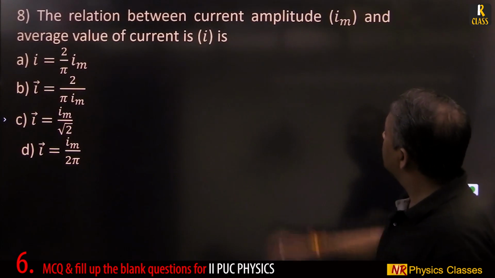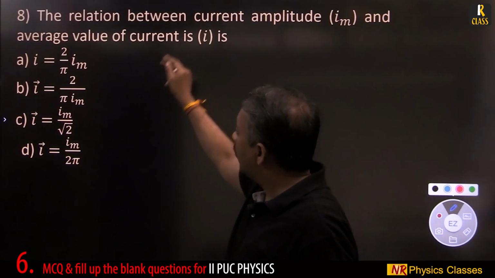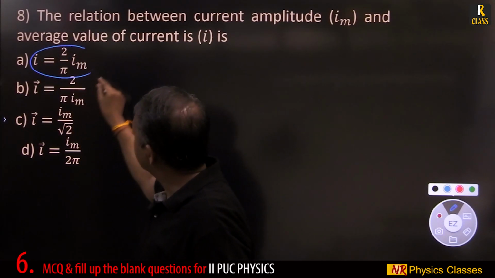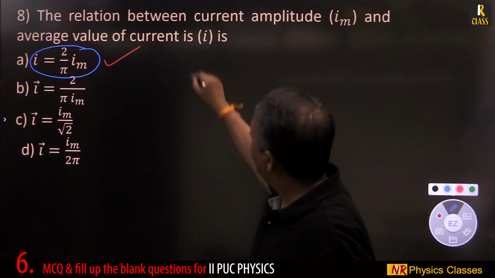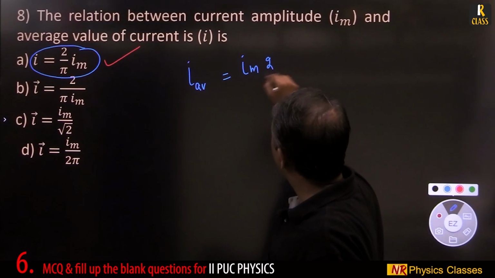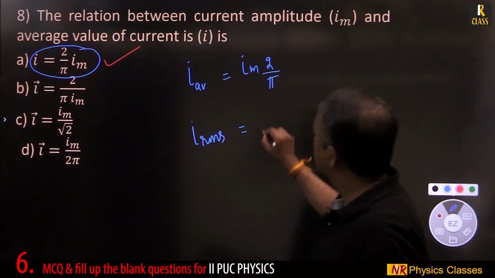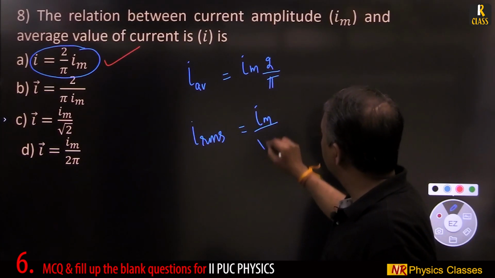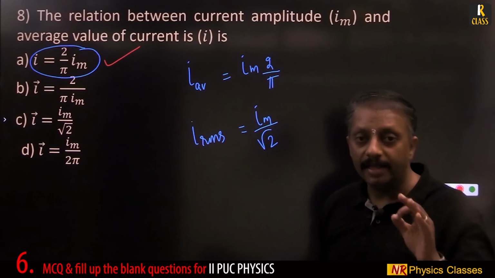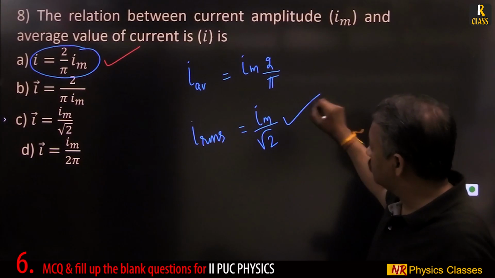The relation between current amplitude and average value. I average equals I maximum into 2 by pi. I RMS is I maximum by root 2. So we have these two equations in chapter AC, alternating current. And we use this, not this.